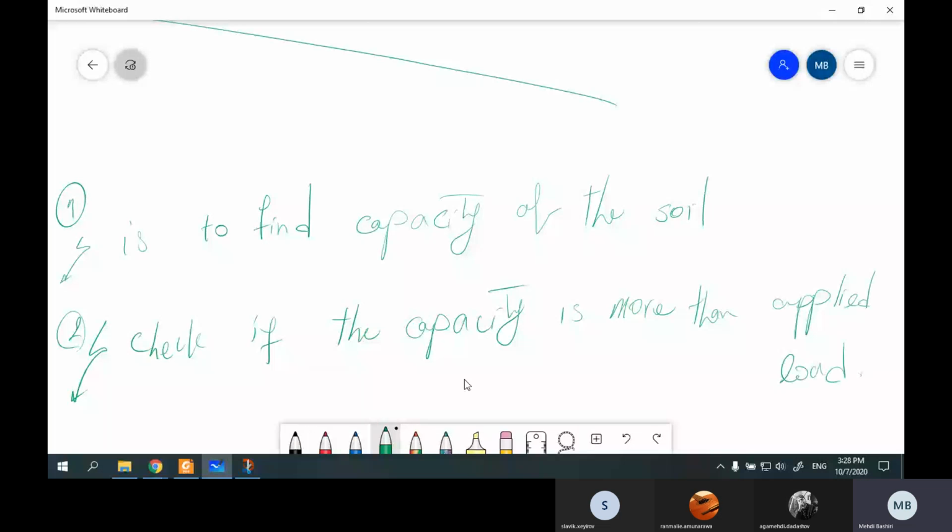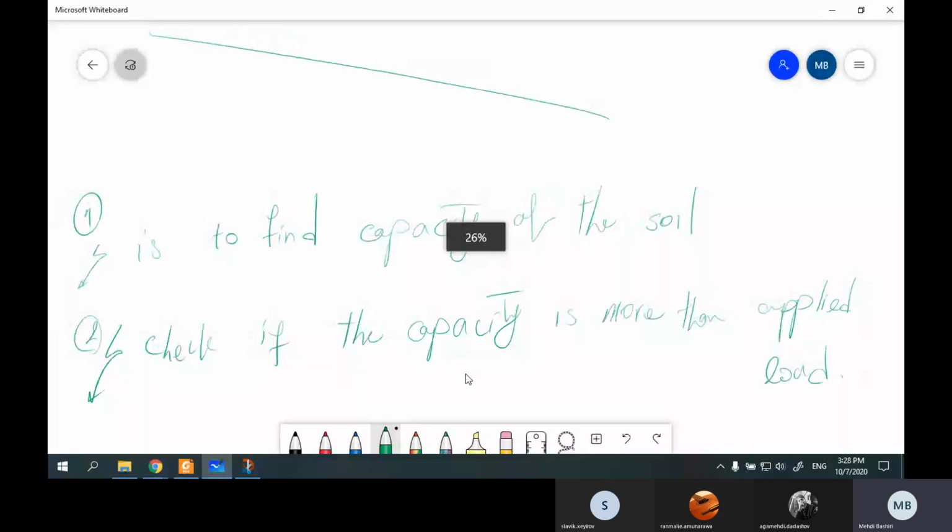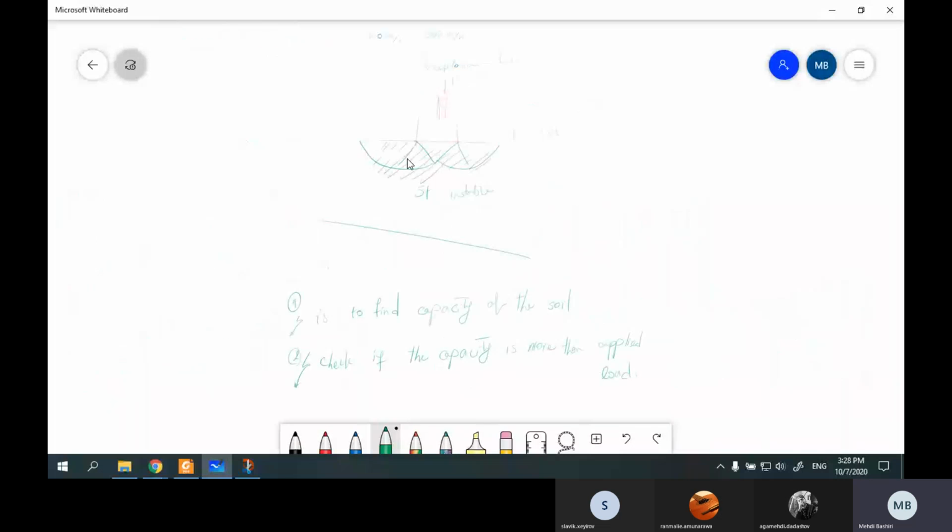Okay, so as I said, first of all, you have to find the capacity of the soil. I mean the capacity of the soil means the point at which we have this failure. For example, the point at which we have this type of failure is 10 ton. So the force you apply should be less than 10 ton, because if you reach 10 ton, you'll see this failure. Understood?